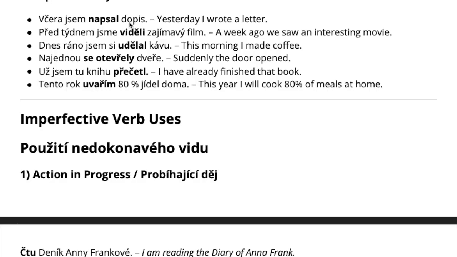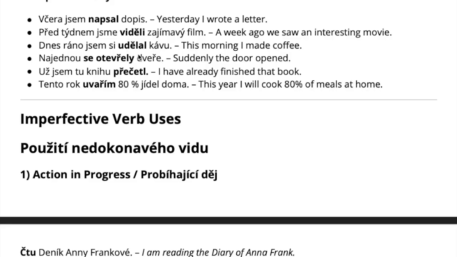Včera jsem napsal dopis. Yesterday I wrote a letter. So that means that I started writing, I continued writing, and I finished writing a letter. Před týdnem jsme viděli zajímavý film. A week ago we saw an interesting movie, because that's a specific occasion in the past. We saw an interesting movie a week ago, last week.